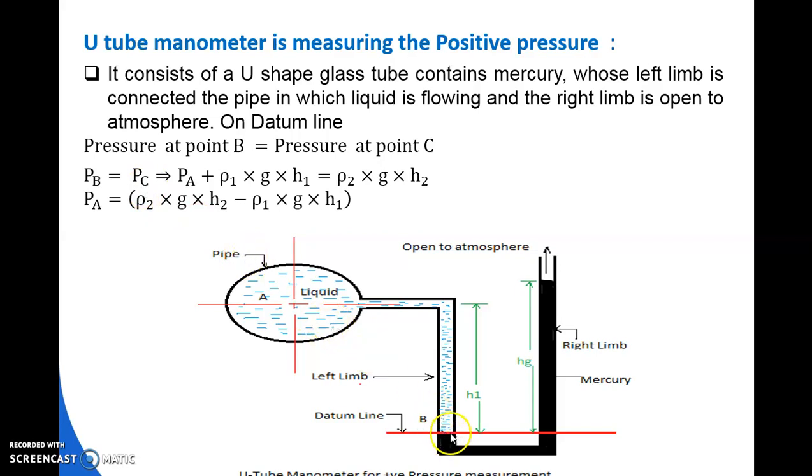Now, what is the pressure at point B? Initially, the pressure of the liquid inside the pipe is PA. Due to the rise of liquid H1, we add rho 1 g H1. The pressure at point C is only due to the height of liquid, that is rho 2 g H2. So now the pressure at point A can be obtained as PA is equal to rho 2 g H2 minus rho 1 g H1.